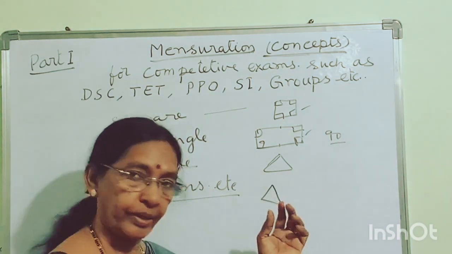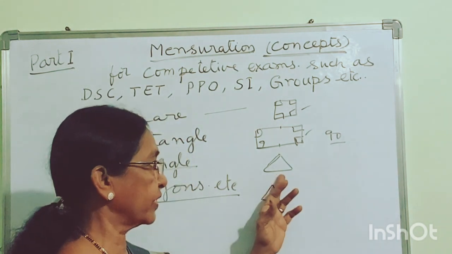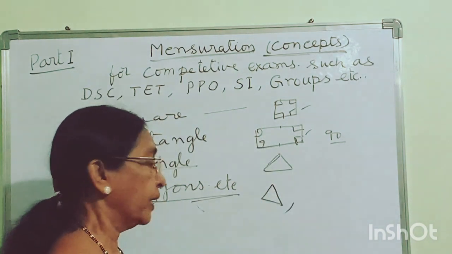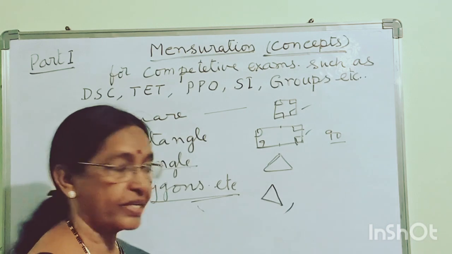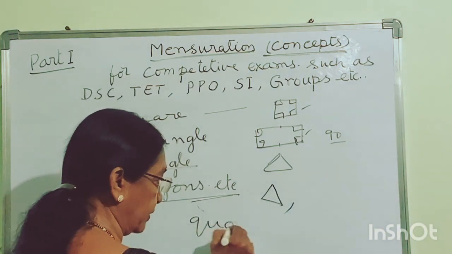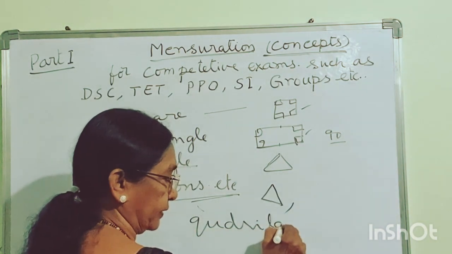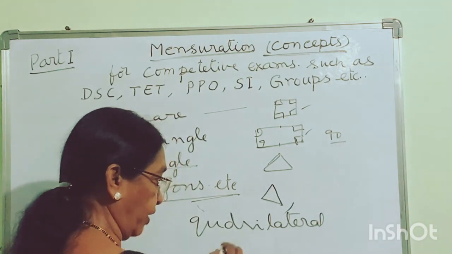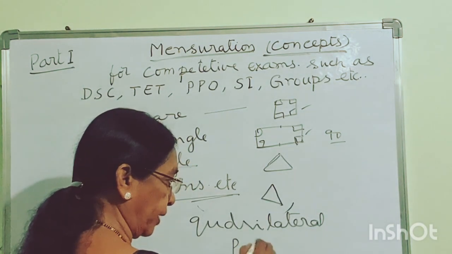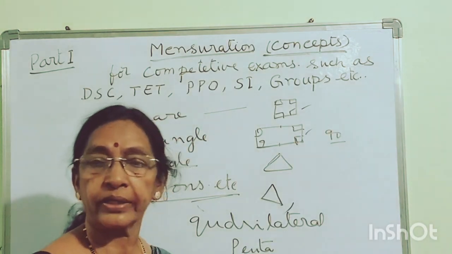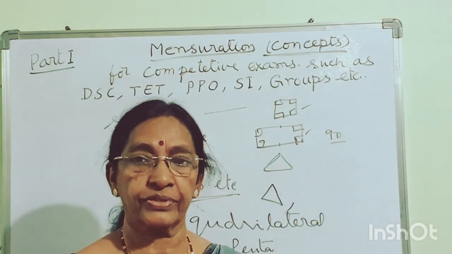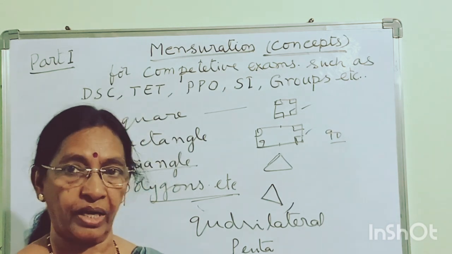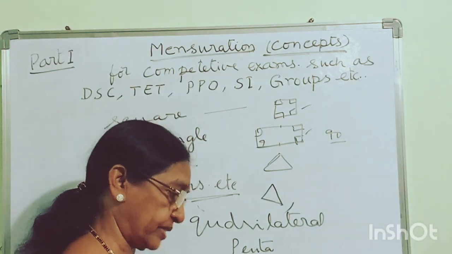So the minimum number of sides of a polygon is 3, which is known as a triangle, and a polygon which has 4 sides is called a quadrilateral. A polygon which has 5 sides is called a pentagon. One which has 6 sides is called a hexagon. Like that, heptagon, octagon, nonagon, decagon, etc.